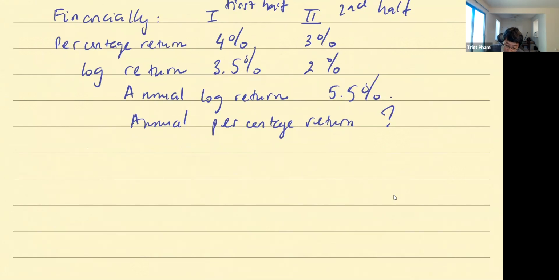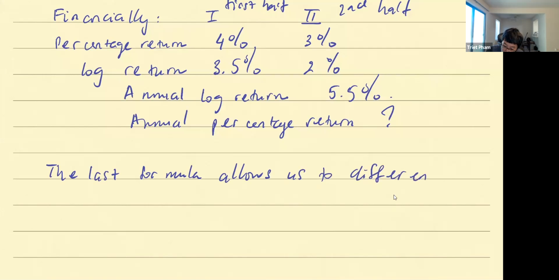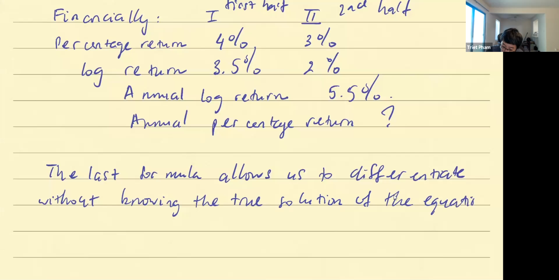So this allows you, the Ito formula, allows us to differentiate without knowing the true solution of the equation.